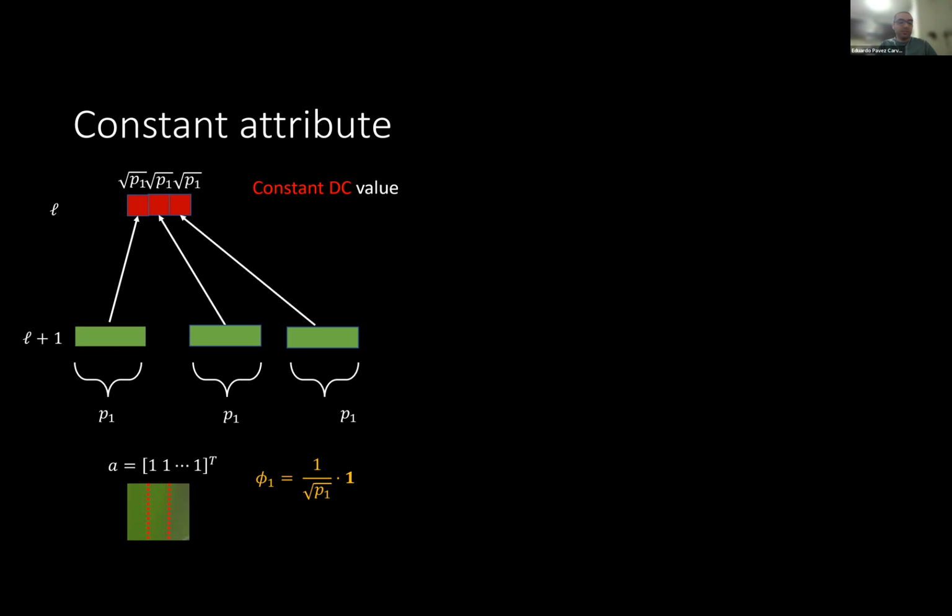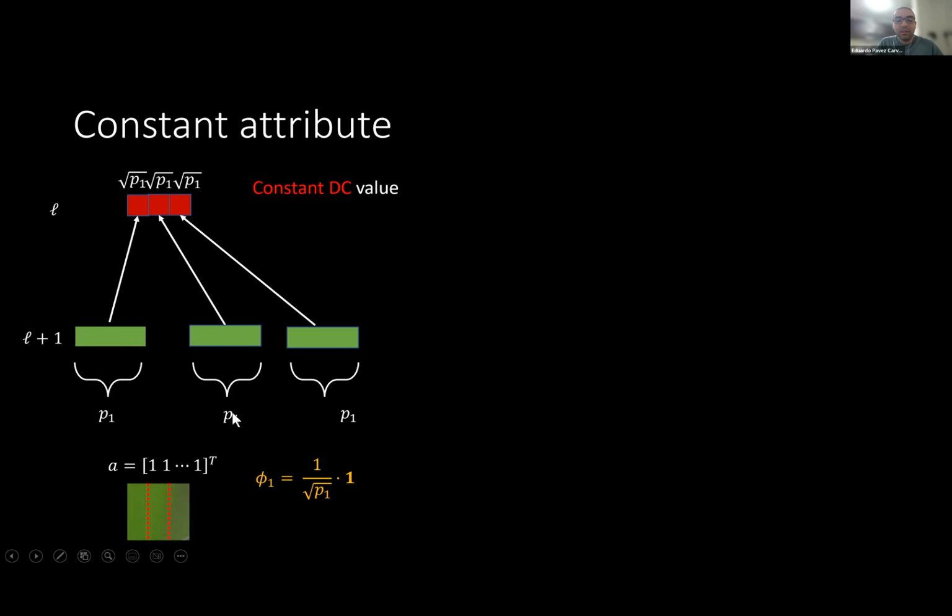So for example, in this case here, let's say we do this one level array GFT for this signal. Consider this patch of an image, which has a constant attribute, so the color is the same everywhere. Then you partition it into three blocks. These three blocks have the same size, so it's represented here by three green rectangles that have the same size. The number of points is P1.